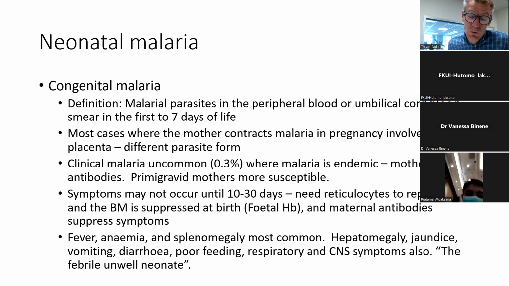If you sample the umbilical cord blood, then sometimes you get some maternal blood in the umbilical cord blood. So that's not necessarily congenital malaria. But if the malarial parasites are also in the peripheral blood in the first 7 days of life, then that's the definition of congenital malaria. Now, most cases of congenital malaria, the clinical manifestations again apply where the mother contracts malaria in pregnancy for the first time, when the mother's not immune. And it's more common in primogravid mothers than it is in multigravid mothers. That is the clinical manifestations of it.